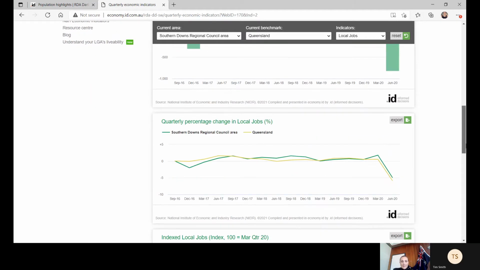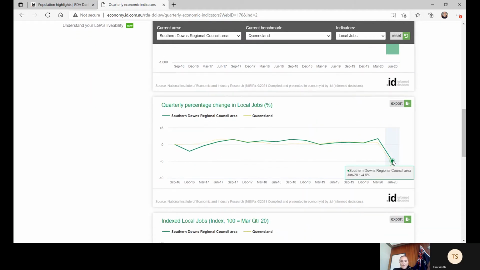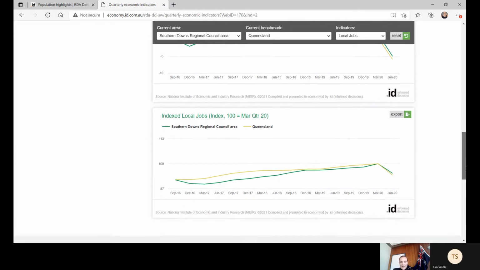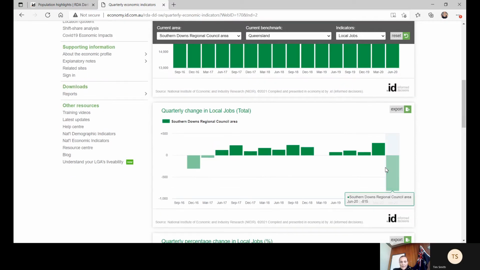So this just allows us to have a look at, in terms of jobs, our fall wasn't as hard. So our GRP took a bigger hit than Queensland, but our jobs didn't take as big a hit as the rest of Queensland. And that's primarily due to the nature of the industries, but also those coastal areas and tourism areas were hit really hard in terms of employment. So we can see how that has been affected.